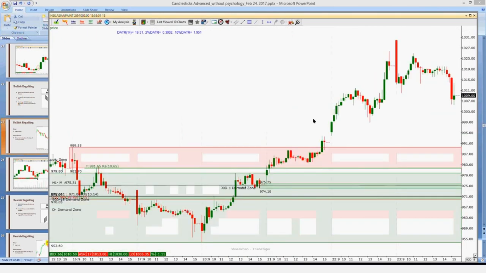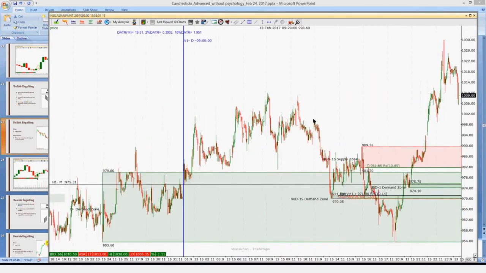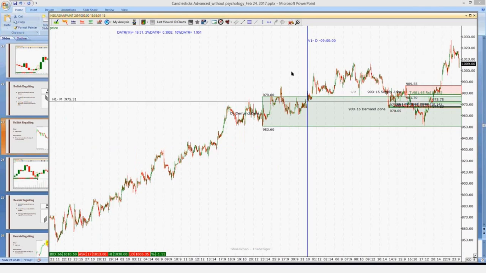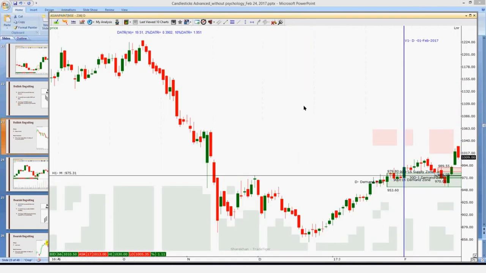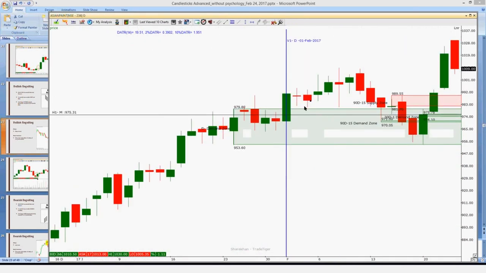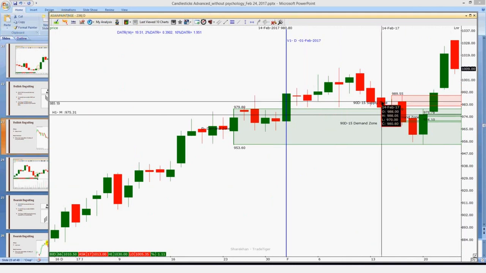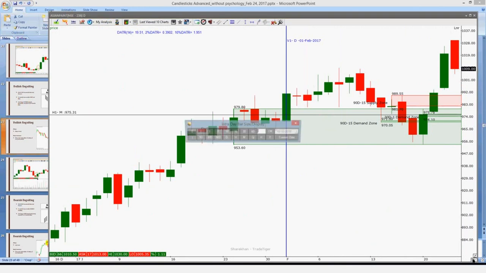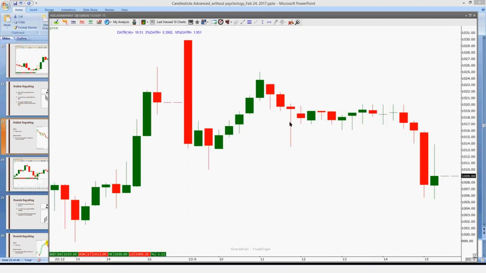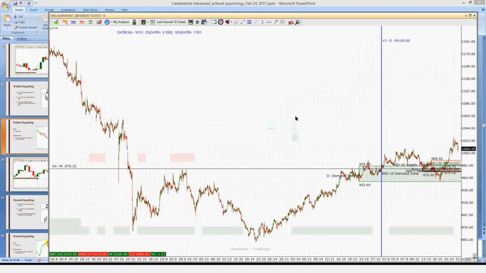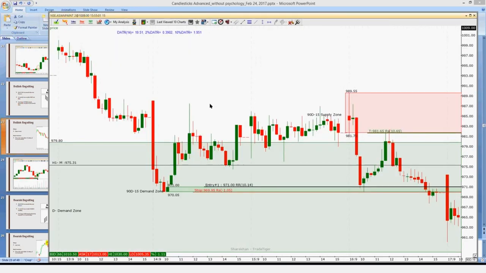So here, look at this, what is happening. My area of interest was decided as 979.80. For the first time, price touched it on 14th February 2017. So for the first time, it touched it, and therefore I'm going to look at my price action very closely there. Right? So can you see this?